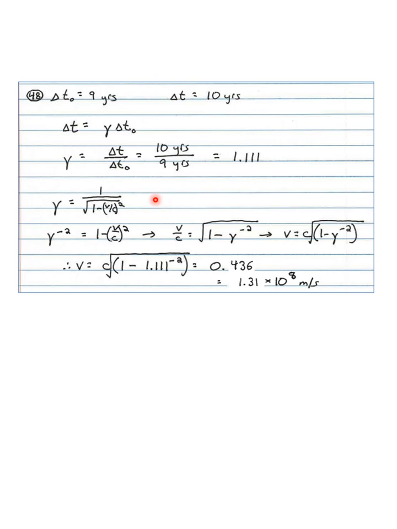And I take the reciprocal of both sides, square both sides, I end up with a speed of times the speed of light, square root of 1 minus gamma to the negative 2, square rooted. And so we can plug those in and we get 0.436 times the speed of light, or 1.31 times 10 to the 8th meters per second.